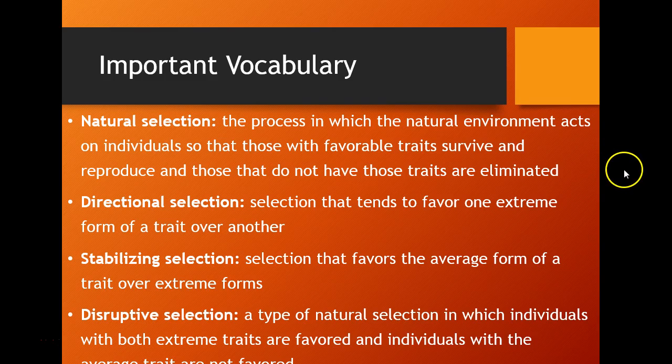So here are some important vocabulary words that you need to know. Natural selection, which we went over, is the process in which the natural environment acts on individuals so that those with favorable traits survive and reproduce, and those who do not have those traits are eliminated. We have directional selection, where the selection tends to favor one extreme. Stabilizing, where it favors the average. And then lastly, disruptive, where it favors the extreme traits, which are at each end.